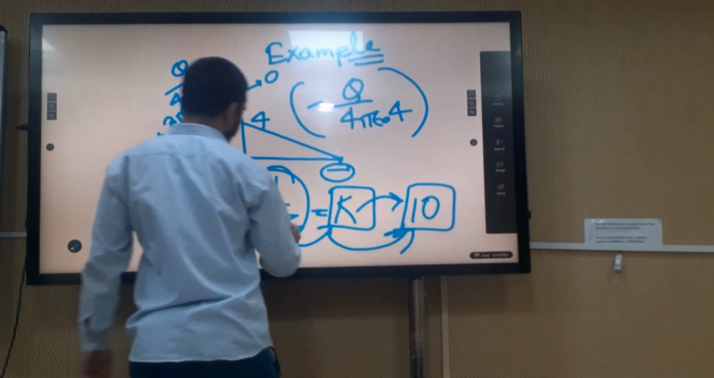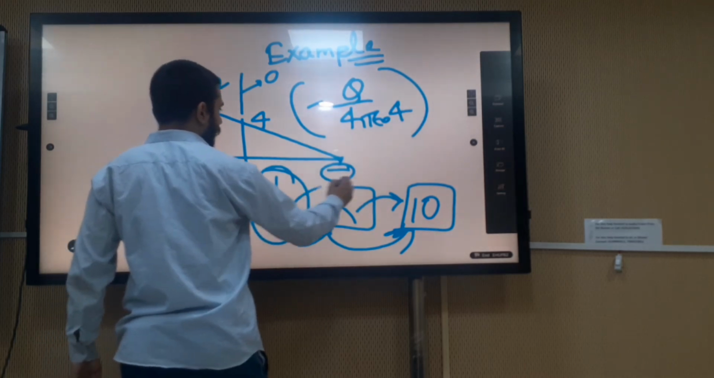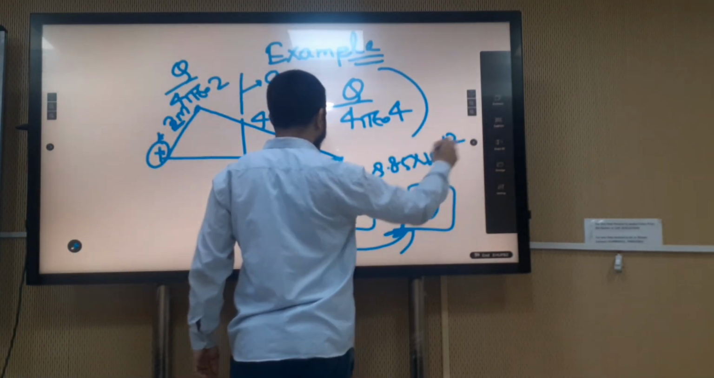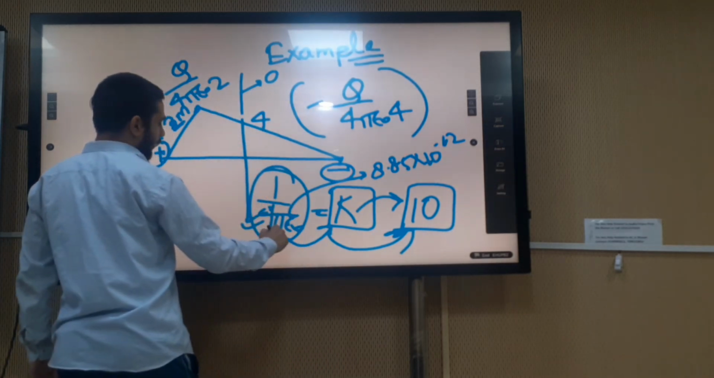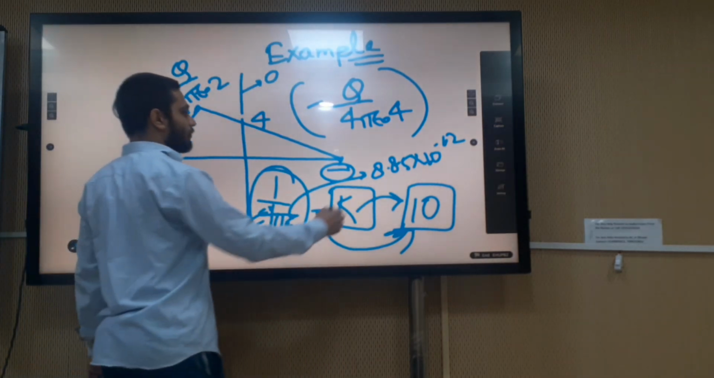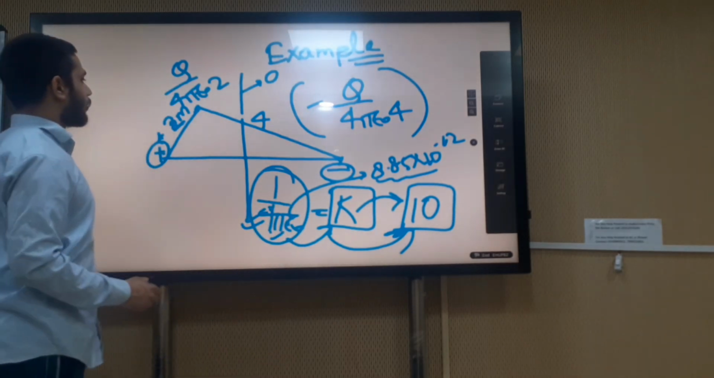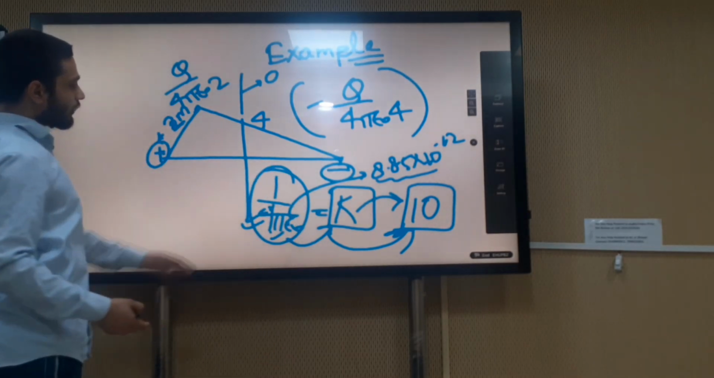We can also find this value. Epsilon naught is about 8.85 into 10 to the minus 12, and we put in the values of 4 and pi. Like this we get some value, so we will get the 1 upon 4 pi epsilon naught value. Suppose that this value is 10.